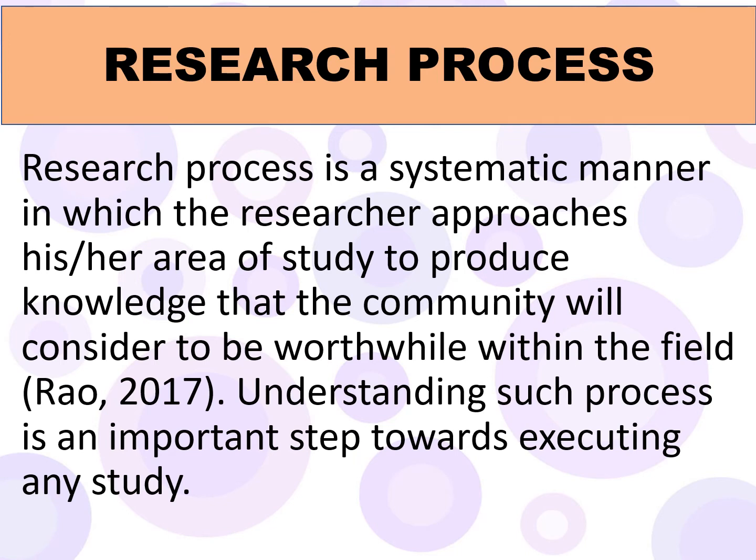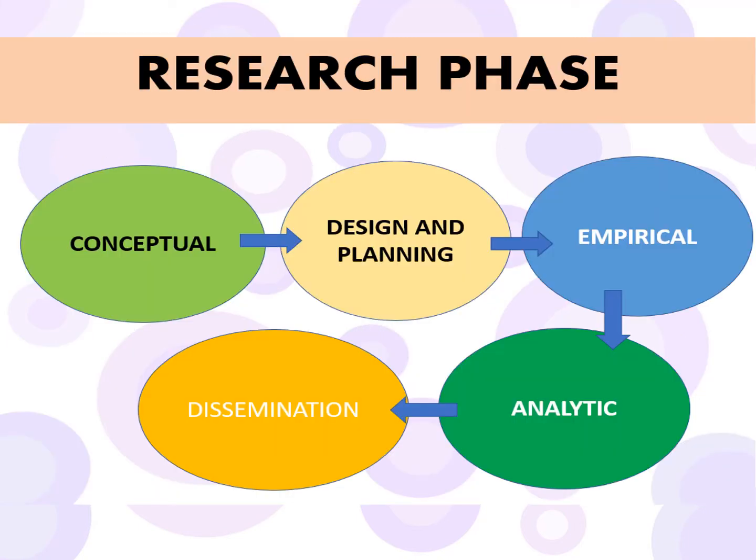Research process is a systematic manner in which the researcher approaches his or her area of study to produce knowledge that the community will consider to be worthwhile within the field. Understanding such process is an important step towards executing any study. This diagram describes the 5 phases of the research process. We have first the conceptual phase, which identifies the problem, reviews the literature, formulates the hypothesis, develops the research framework, and determines the research purpose and objective.